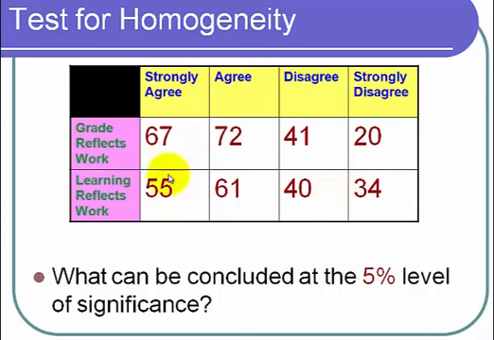Are they different enough? So this is going to be a chi-squared test for homogeneity because we have two different survey questions. We don't know the population for either. We just have samples for both. We want to find out if the distributions are the same as each other. What can be concluded at the 5% level of significance?